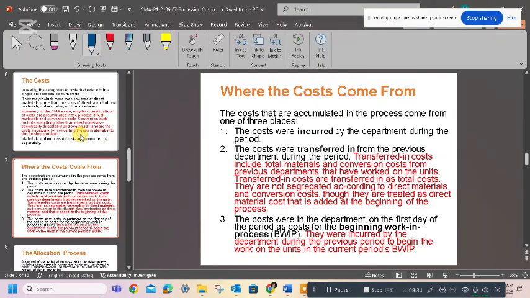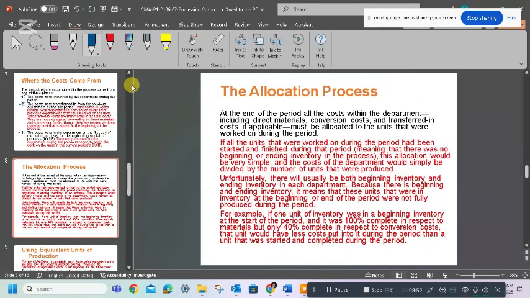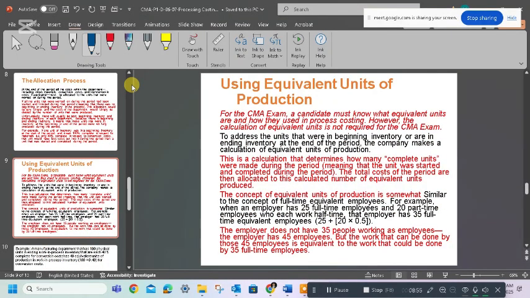The costs that are accumulated in the process come from one of three places: costs incurred by the department, costs transferred in from the previous department, and costs in the department on the first day of the period. See, these are difficult to explain without having numbers, because we don't study the calculations now, but still a couple of theory points are there. Read it. Let's see if it is tested in the questions. Okay, so equivalent units is there. What is this equivalent units?